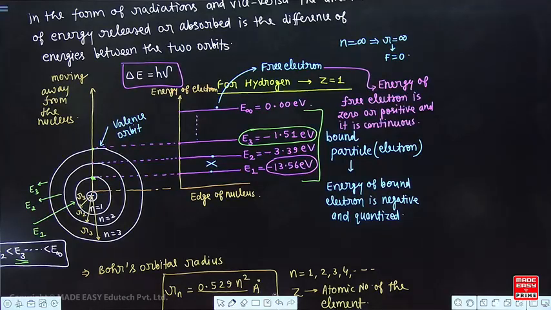Quantization means discrete. The word quantization is taken from quantity. Quantity means which can be counted. The things which can be counted cannot be continuous, like 1, 2, 3, 4, 5. Suppose apples. So you will have 1 apple, 2 apples, 3 apples, 4 apples, like that. So that is quantized.